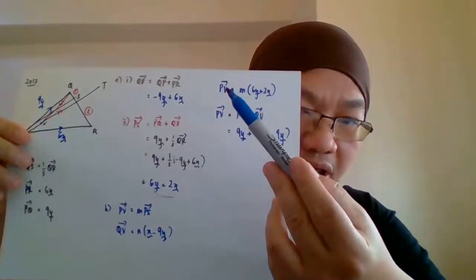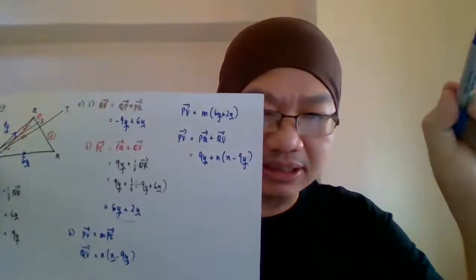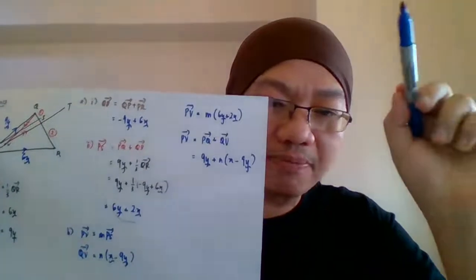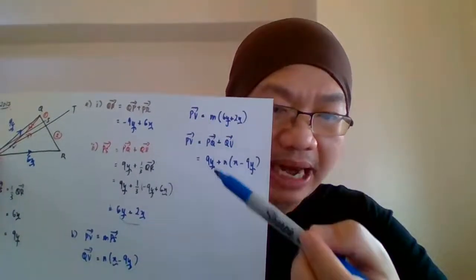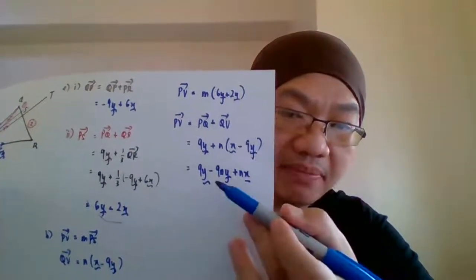So now, PV on the top and PV at the bottom here, both of them are equivalent. You want to find M and N now. So what we can do here is simplify the second equation, PV. It becomes 9y minus 9ny plus nx. This is the simplest vector from here. So we simplify to become this.